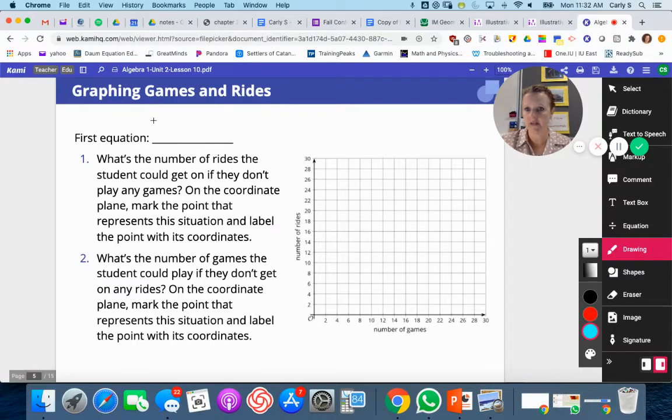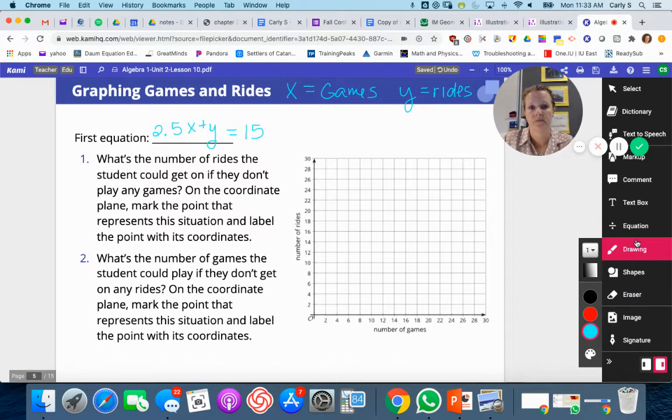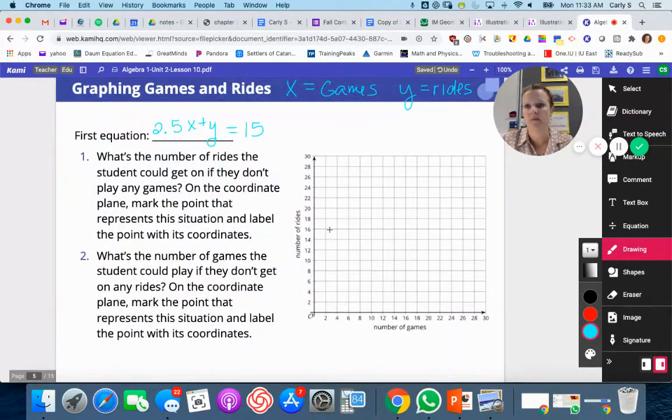I'm going to write my equation here, which is 2.5x plus y equals 15. Okay, and x equals games. And y equals rides. Let's put it up here. And then when I'm done writing, I'm going to go back and make sure that's correct. Games is X, Y is rides. Cool. Okay, so what's the number of rides the students could get on if they don't play any games?